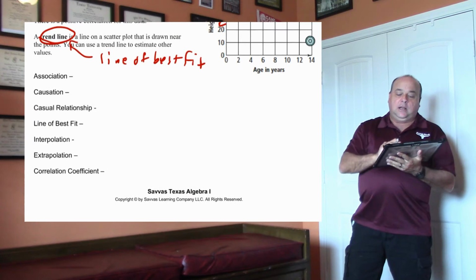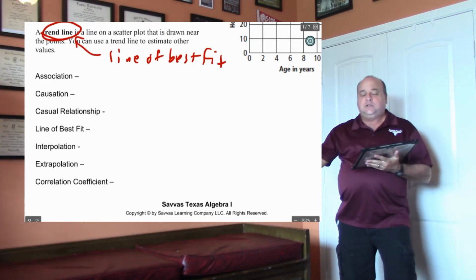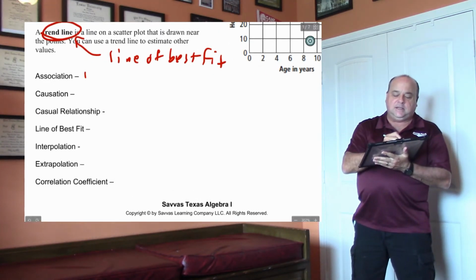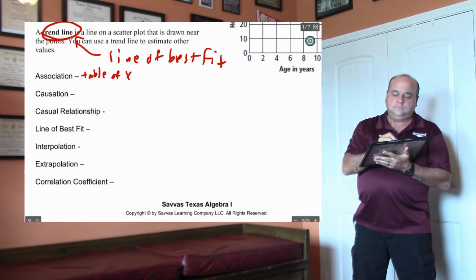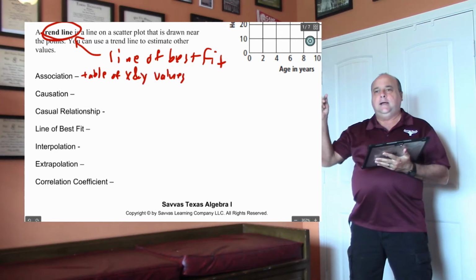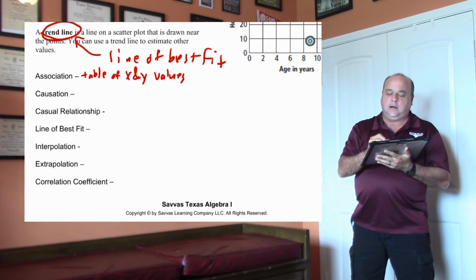Now then, let's define these then. So an association basically is a table of x and y values, and it forms a scatter plot.